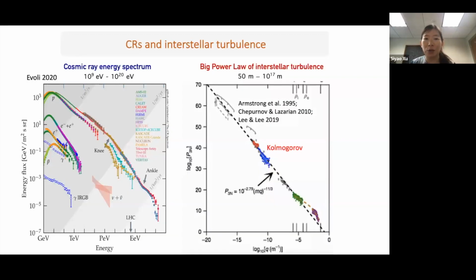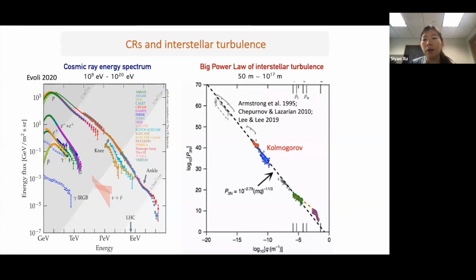So I always like to show these two remarkable big power laws. On the left is the power law of the cosmic ray energy spectrum. Many of these experiments were collected since 2000, so there is a lot of new data showing more detailed information about the cosmic ray energy spectrum. It spans many orders of magnitude in cosmic ray energies. We believe that up to PeV, EeV, these are galactic cosmic rays, and beyond this energy, they come from extragalactic accelerators.